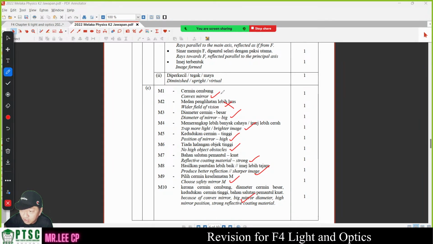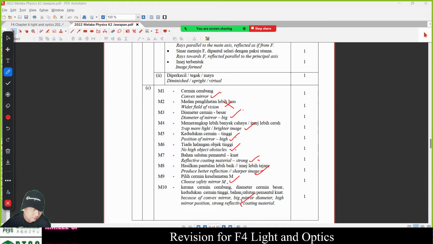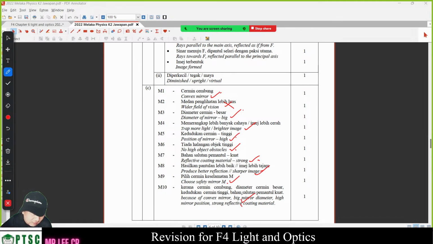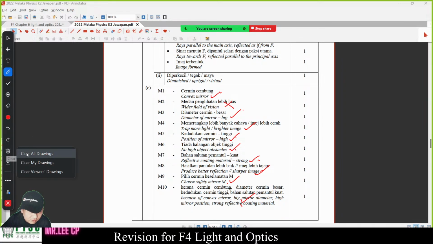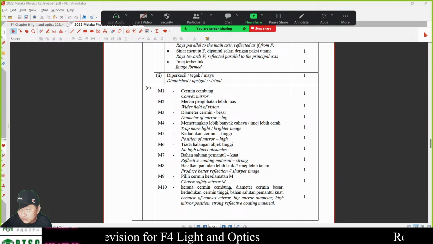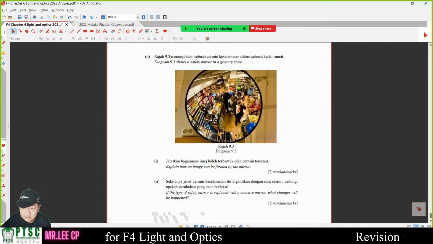So how many marks do I have? 1, 2, 3, 4, 5, 6, 7, 8, 9. 9 over 10. So it's quite good. You need to know how to answer this kind of question. Whereas the essay question, it takes a lot of time. You need to know how to answer essay questions.